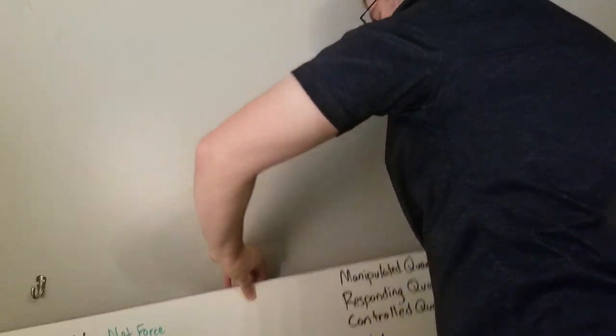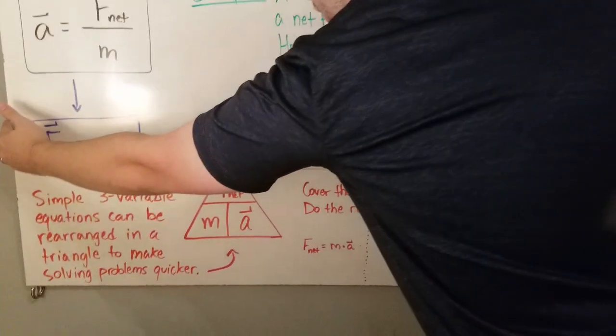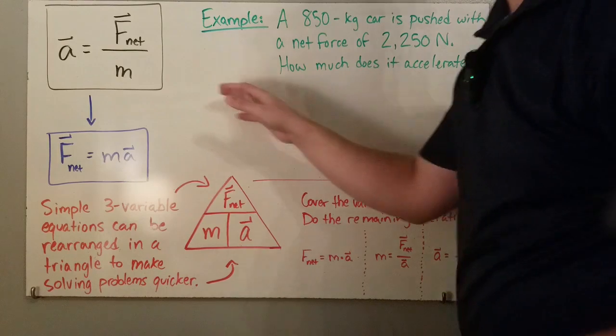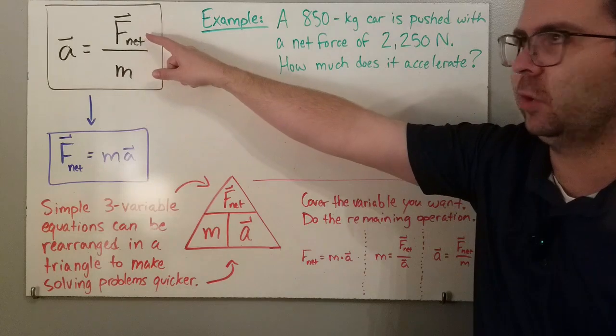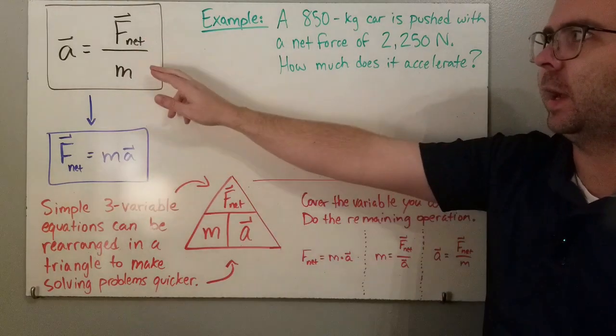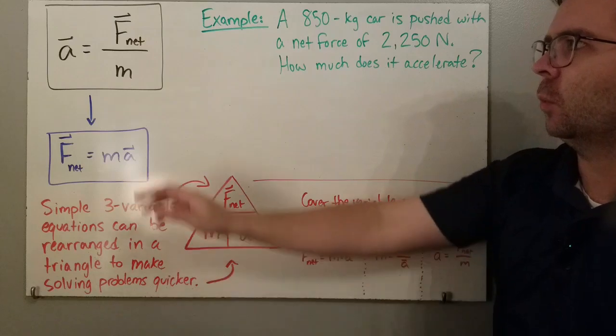So this equation is foundational to understanding how things move and why they move the way they do. Anytime an object accelerates, it's going to be predicted by how much net force is acting on that object and the mass of that object.